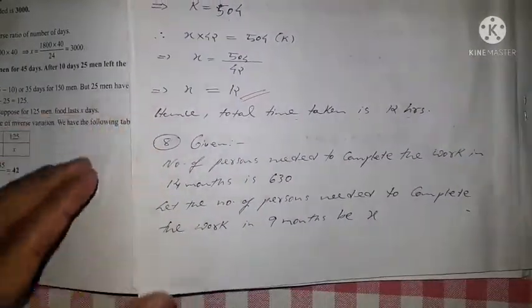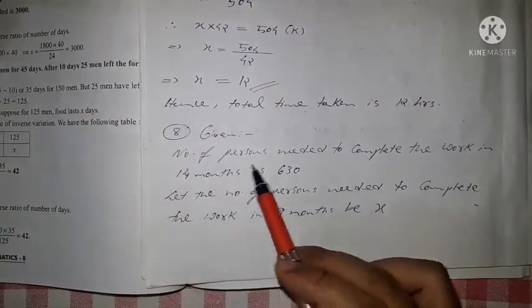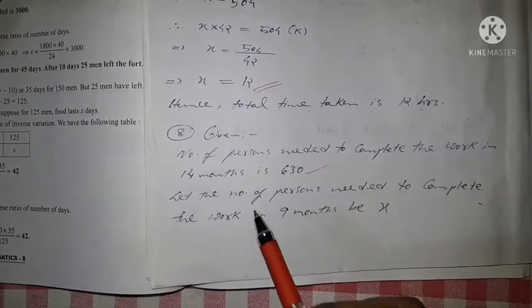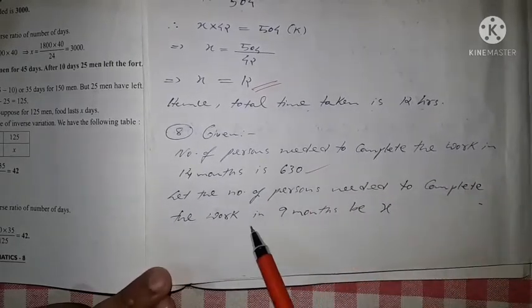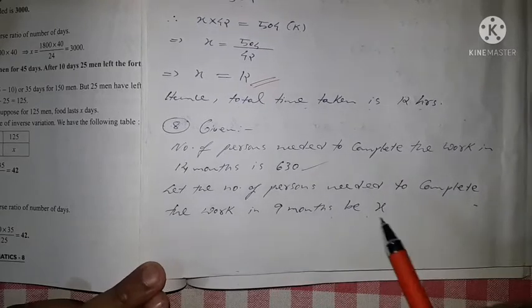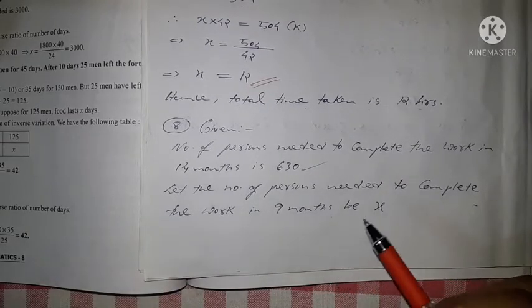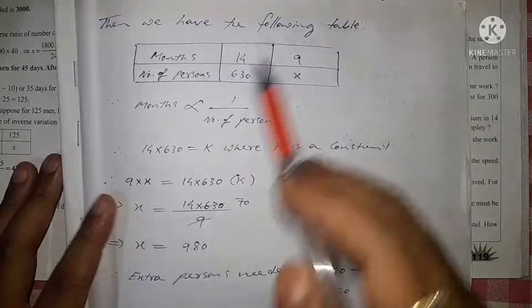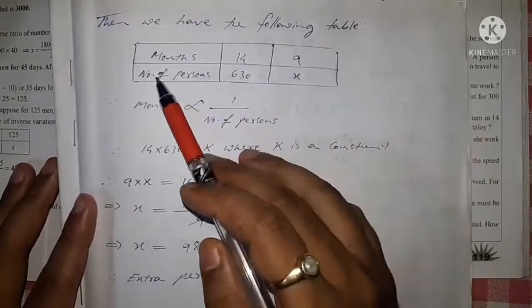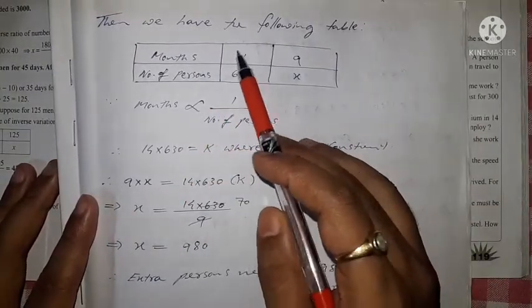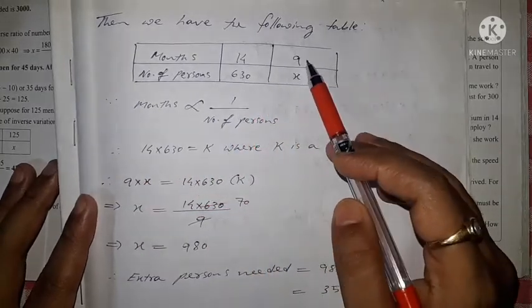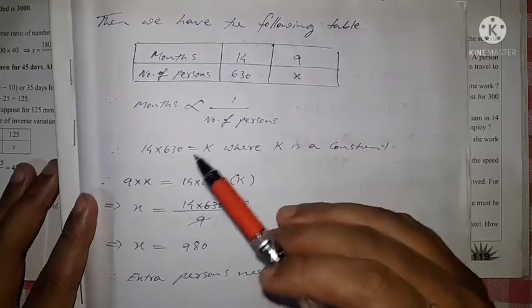It is already given in the question that the number of persons needed to complete the work in 14 months is 630. So let the number of persons needed to complete the work in 9 months be x. Now let us represent this situation in the table. We have the following table, months and the number of persons. When the number of months is 14, the number of persons is 630, and when the number of months is 9, we take the number of persons as x.